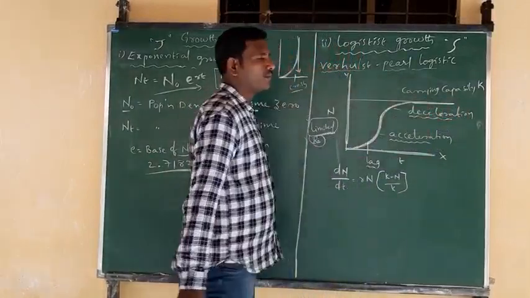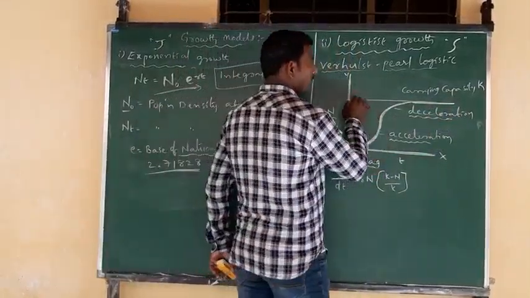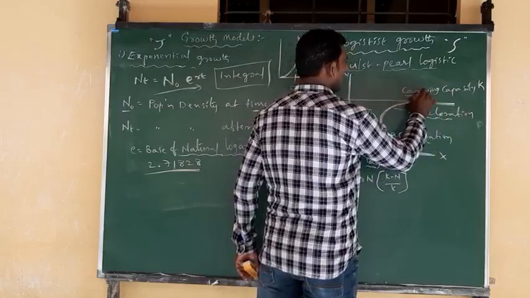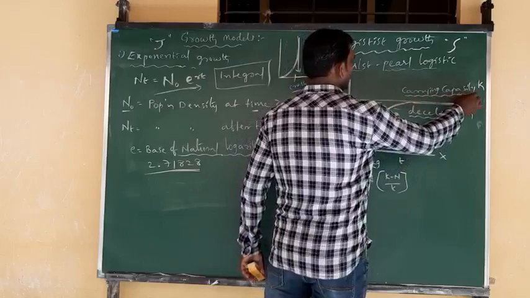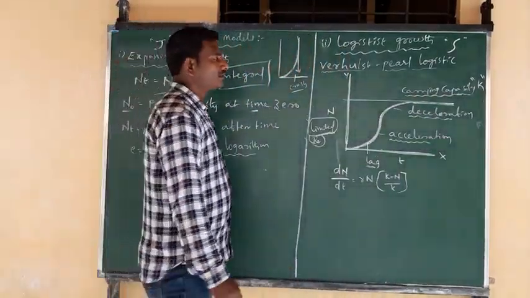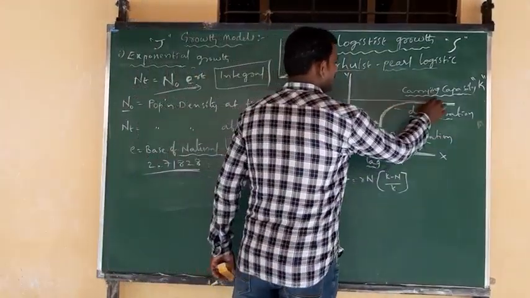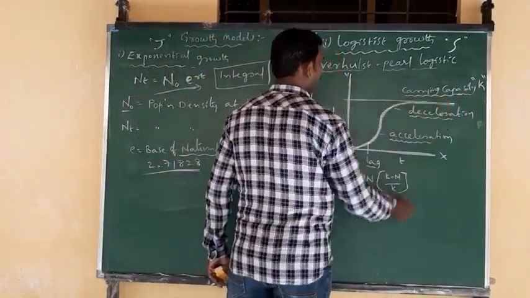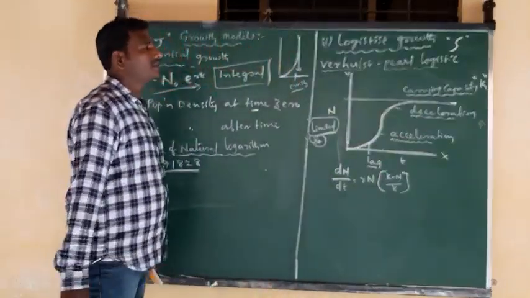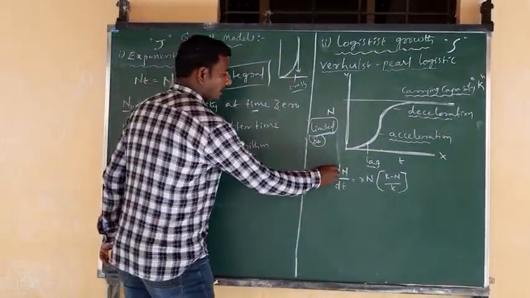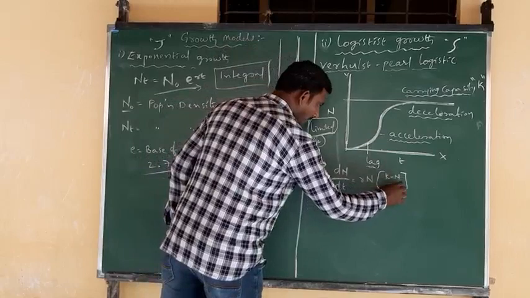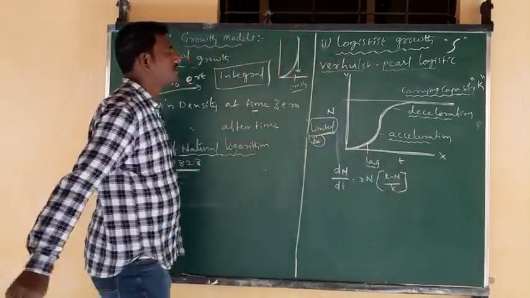They attain a stable population. If the populations are surviving in a stable state, that stable point we call the carrying capacity, and this carrying capacity is represented by capital K. So once the organisms reach this region, they continuously survive here. They do not cross this carrying capacity. For this logistic growth, one more formula is there: dN by dt equals rN into (K minus N) by K. This formula is for logistic growth.